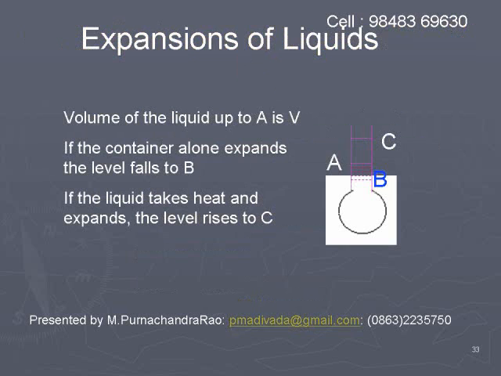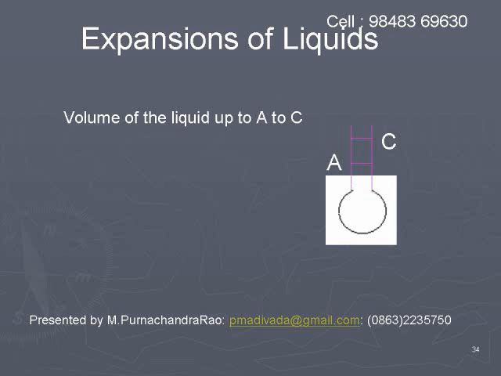Expansions of liquids. The two expansions, real and apparent expansions, can be understood with the following hypothetical experiment. Let us take a liquid into a spherical container with a long narrow neck. Suppose the bottle is filled up to the level A, and this is the original volume of the liquid.